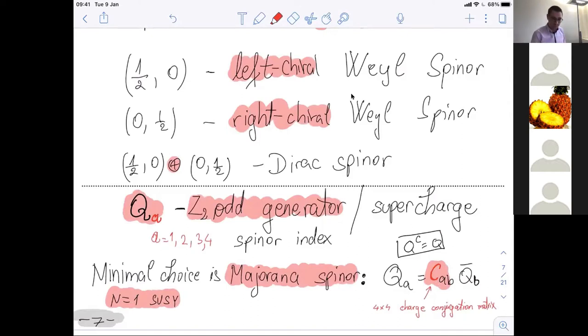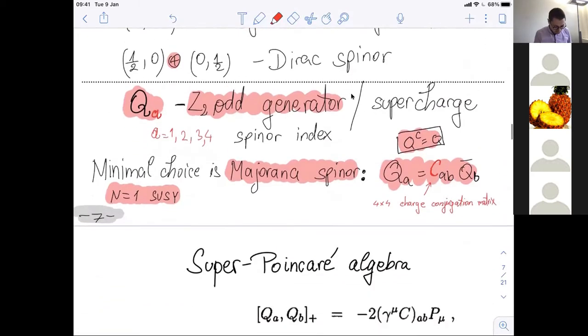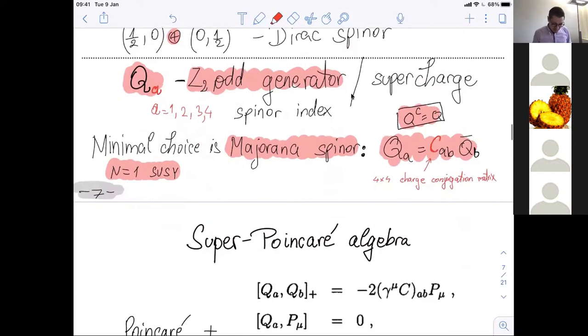You can have N equal two, N equal three, four, and so on, as many as you wish to put in. And in fact, N equal four supersymmetry is a very important example studied in theoretical physics. For the moment, we will stick to N equal one supersymmetry. And so our generator is a four component spinor. It will in fact be a Majorana spinor satisfying this equation, which means that the spinor is equal to its charge conjugate. Okay. So this is the super-Poincaré algebra.